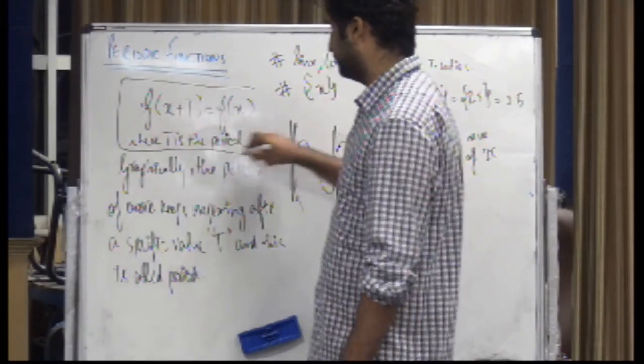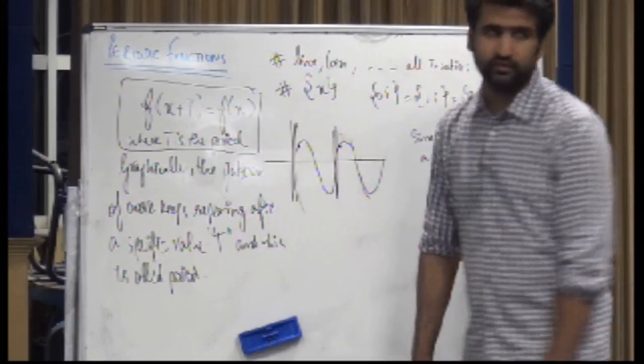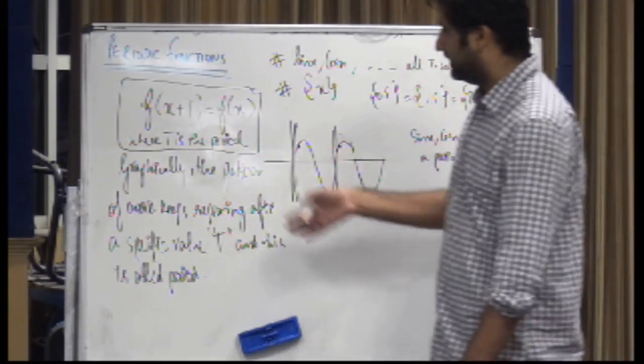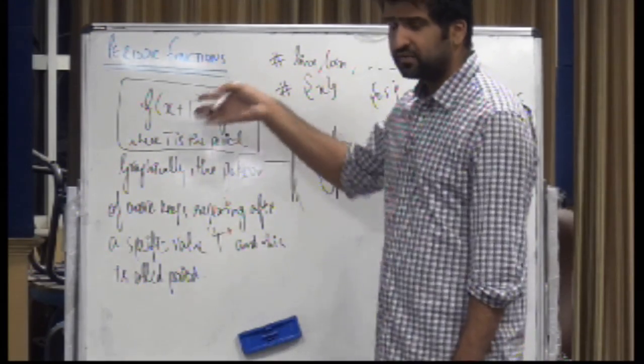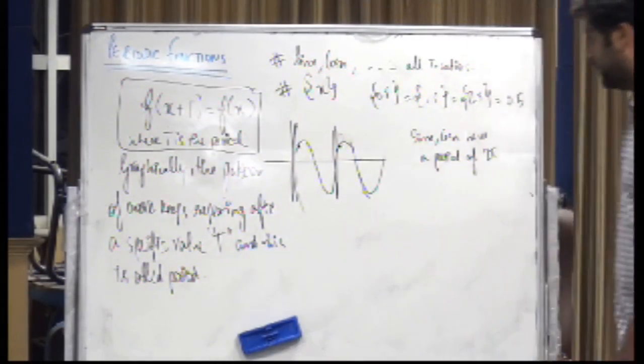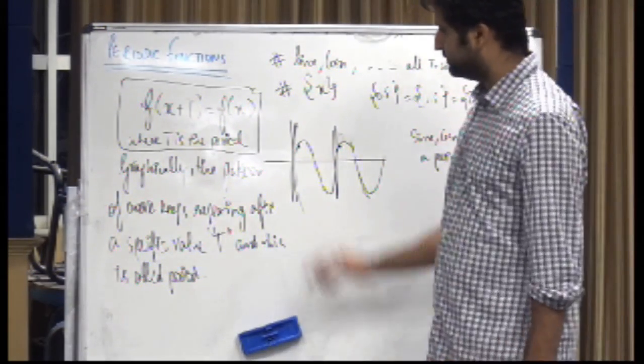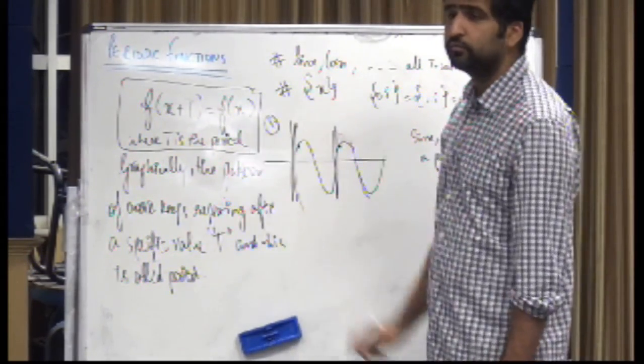This is very important. f of x plus t is equal to f of x. So when f of x plus t is equal to f of x, then t is a period and this function is periodic. So sin x and cos x both will have a period of 2 pi. What about tan x? It will have a period of pi.